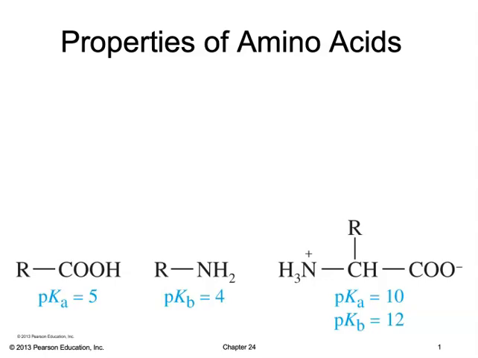So again, I have all these slides posted. We're just going to run through what I think are probably the most important concepts having to do with amino acid reactions. So probably the most important thing to remind yourself of is that we've got carboxylic acids, right, that have a pKa right around 5, and we're actually going to be looking at the pKa of 10 for this amino group right here, or protonated amine, ammonium, I guess I should say.